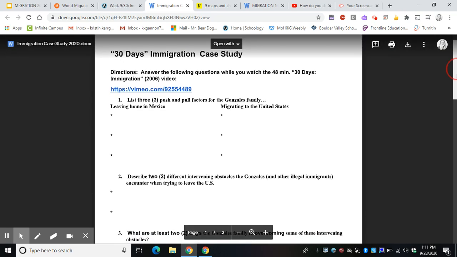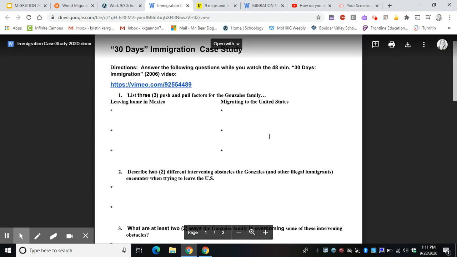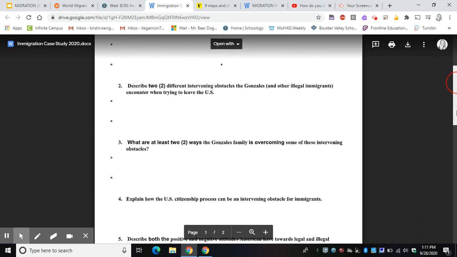And so he has gone on to make a whole series of being poor for 30 days, living with an alcoholic mom for 30 days, what it was like to be Muslim for 30 days. So this one is, what is it like to be an illegal immigrant for 30 days? While you're listening, you're going to listen for push and pull factors. I just went over that. That's Lee's model.